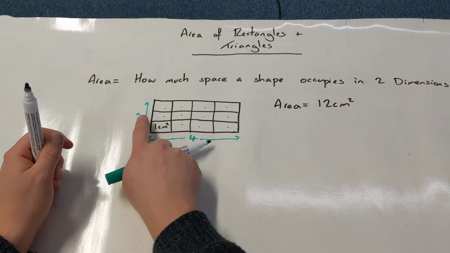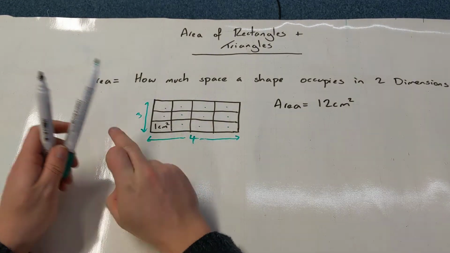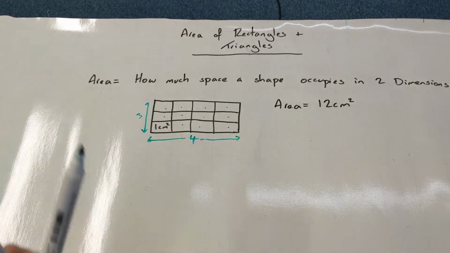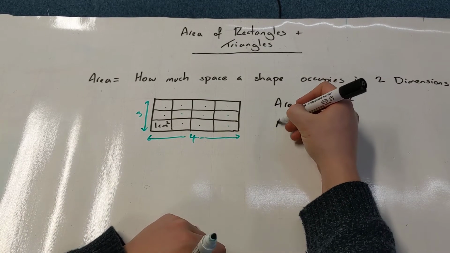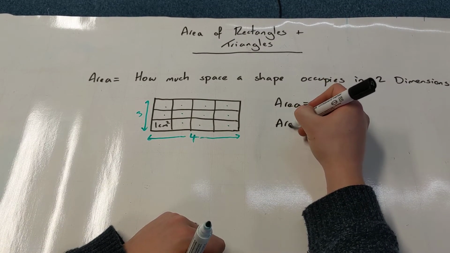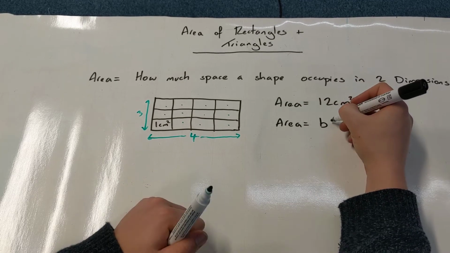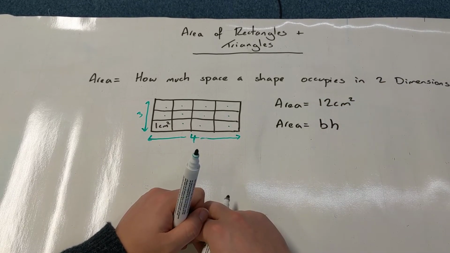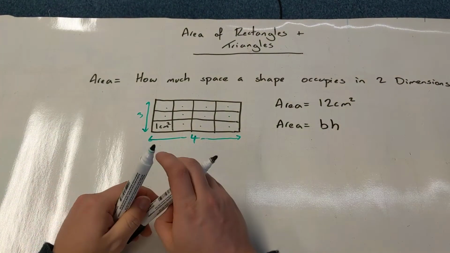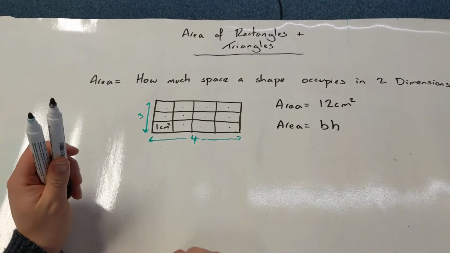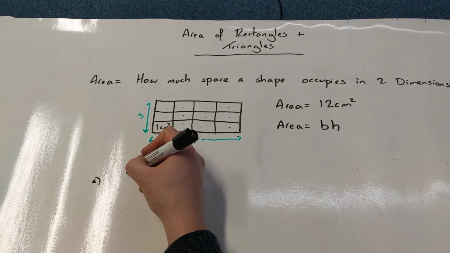So altogether, I've got 3 times 4. And so 3 times 4 gives me 12. And that gives me the formula for working out area, so I don't have to count up all the boxes. Area is just the base of a shape times its height. So if it's 4 on the bottom and 3 up, its area is 4 times 3, which is 12.